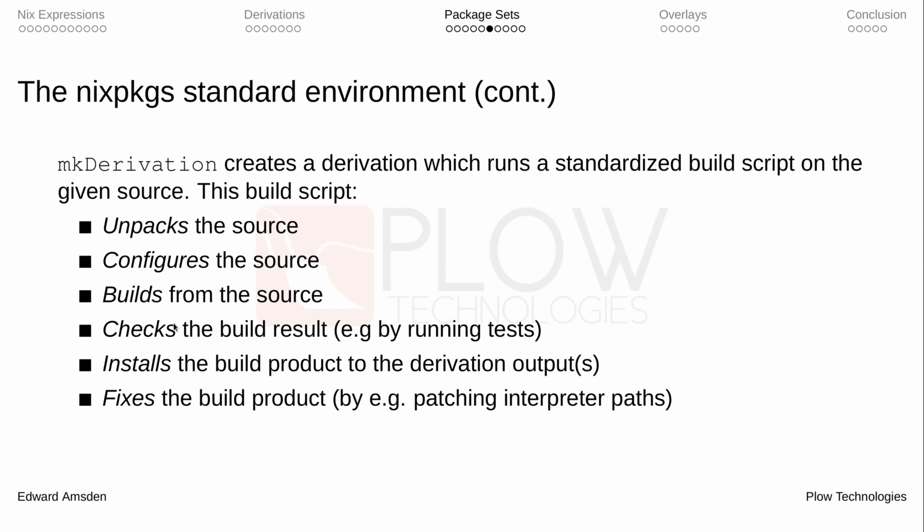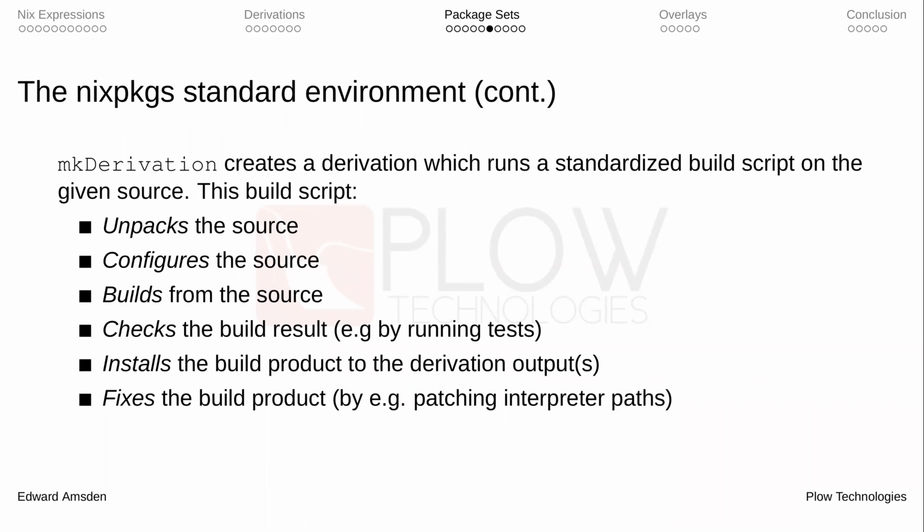It will then run make to build. It'll run make check and check the build result. It will run make install, and since it gave the prefix to configure, it expects make install to put all the stuff in the output path of the derivation. And then it will run some Nix-specific fixes, things like checking dynamic linker paths and interpreter paths in shell scripts, and making sure those point to the Nix store and not to random places on the system.